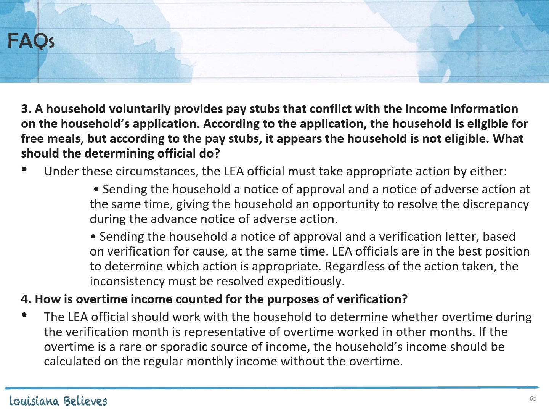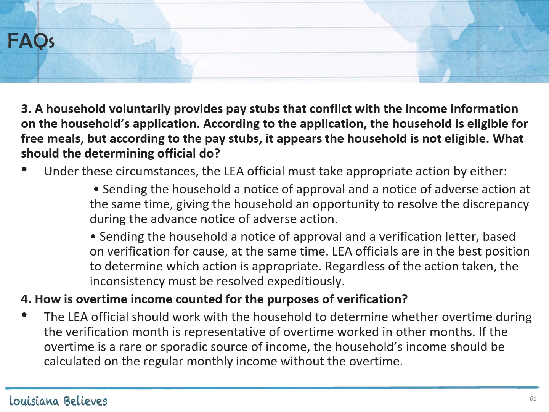Under these circumstances, the LEA official must take appropriate action by either sending the household a notice of approval and a notice of adverse action at the same time, giving the household the opportunity to resolve the discrepancy during the advance notice of adverse action, or by sending the household a notice of approval and a verification letter based on verification for cause at the same time. LEA officials are in the best position to determine which action is appropriate. Regardless of the action taken, the inconsistency must be resolved expeditiously.